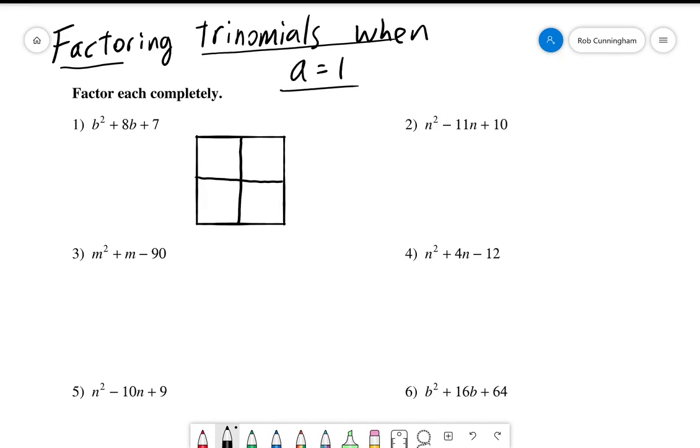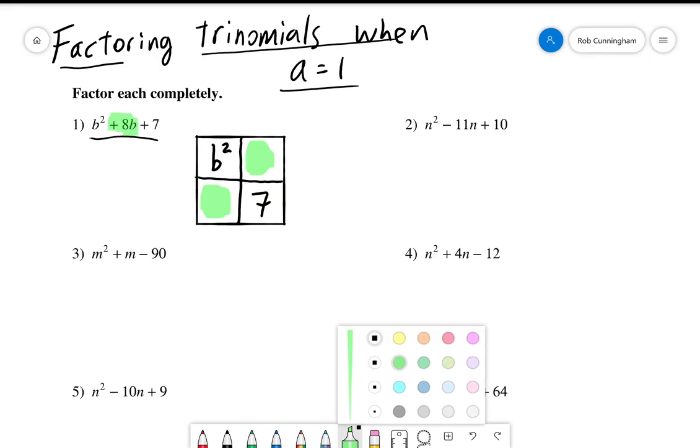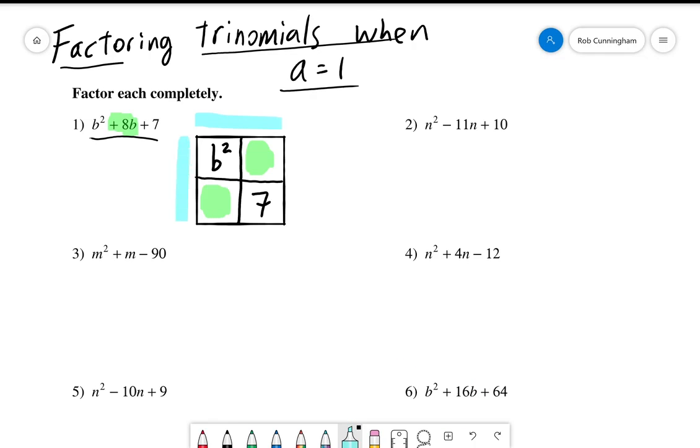Okay, so we've got this expression b squared plus 8b plus 7, and we are going to distribute that into these 4 regions as follows. The b squared, as usual, goes in the upper left. The constant 7 goes in the lower right, and that gives us 2 regions here that we need to fill up with the only thing we've got left, this 8b. And once we have those 2 regions, we will be able to figure out what lengths these 2 sides must be so that we can express the area of that rectangle as a product rather than as a sum.